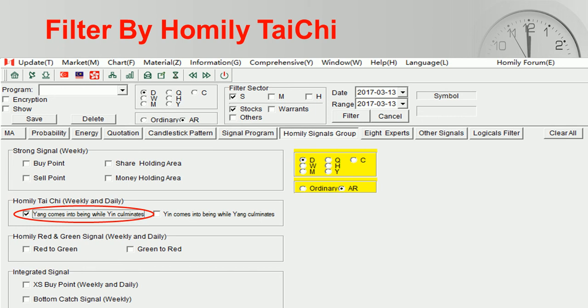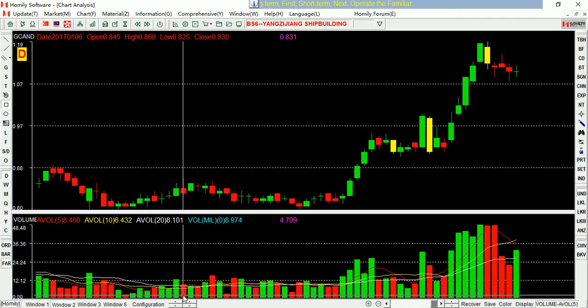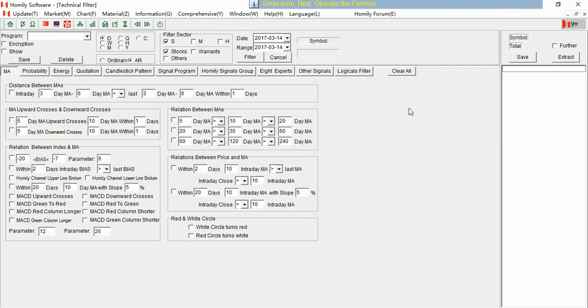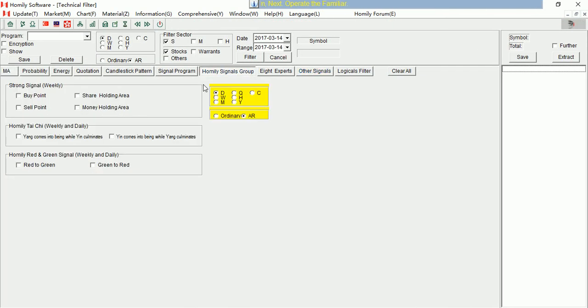So firstly, let's set this condition. We can click filter program, then click homely signal group, homely TaiChi signal, weekly or daily. Then click the first one, which means the blue candlestick appears, okay? So let's click filter. But this one is only for filtering some stocks which have rebounded, okay? So let's see whether there are any or not.